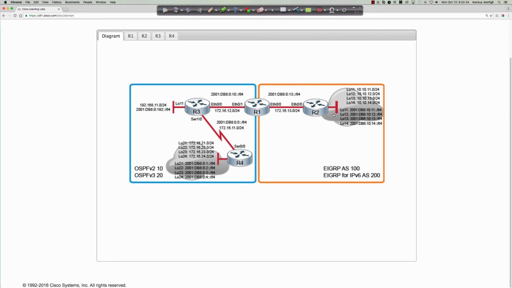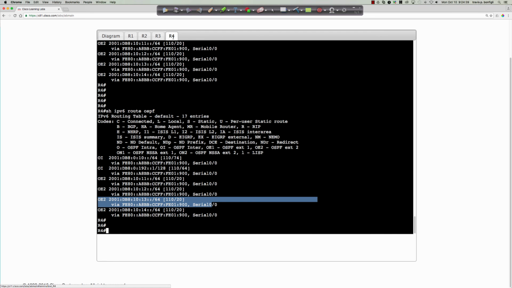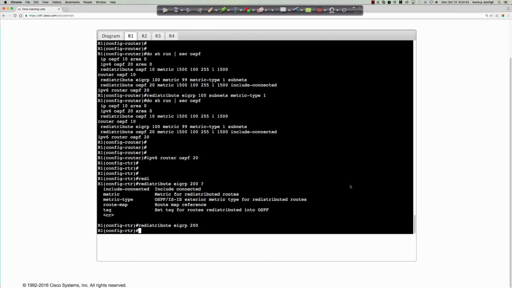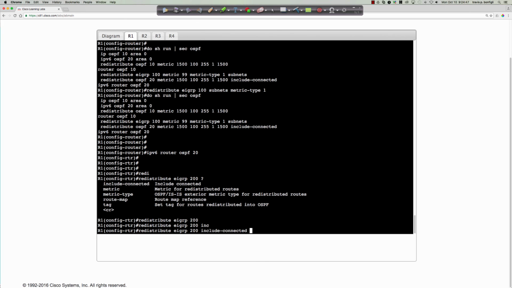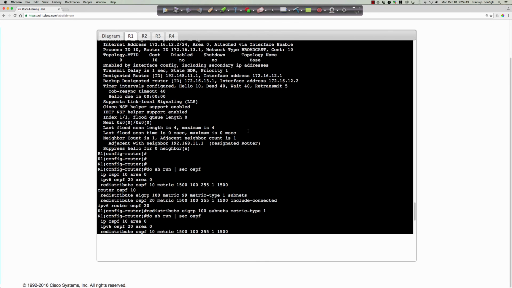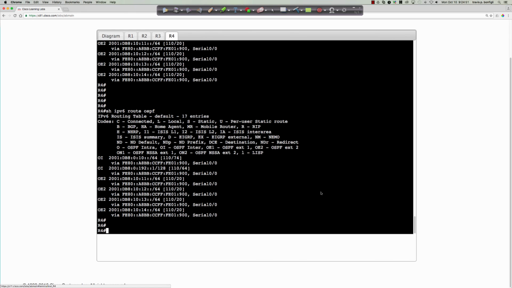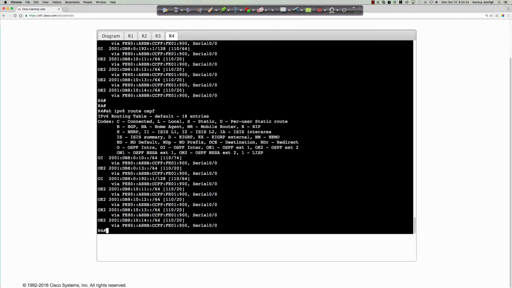So we do not see this transit network, correct? There's no other 13 listed in here because we did not say include connected. If I change the command and say include connected and we come back over to router 4, what should we see? There should be a second 13 network, and there it is right there.